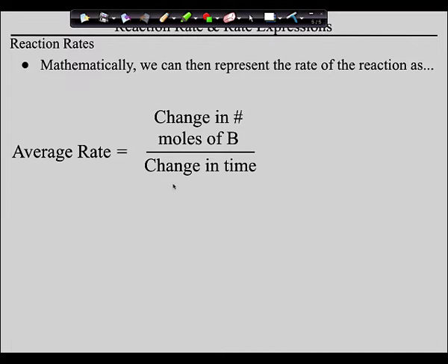So we can say that the average rate of a reaction then is the change in the number of moles, in this case B, which is our product, divided by a change in time. So guys, we can simply write it like this, and this you may want to write down. It's change in moles over change in time.